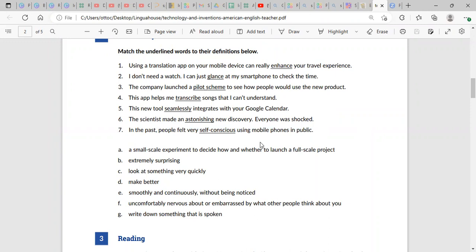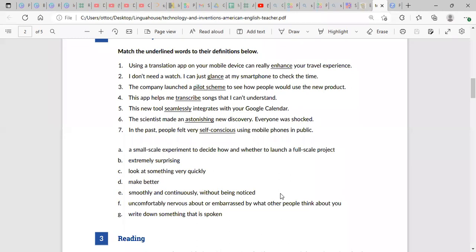Me, teacher. Okay. In the past, people felt very self-conscious using mobile phones in public. In public, okay, what is that? Self-conscious. Letter F. Okay, please read letter F. Uncomfortably nervous about or embarrassed by what other people think about you. Very good. So is self-conscious something positive or negative, guys? Something negative. Negative, okay?